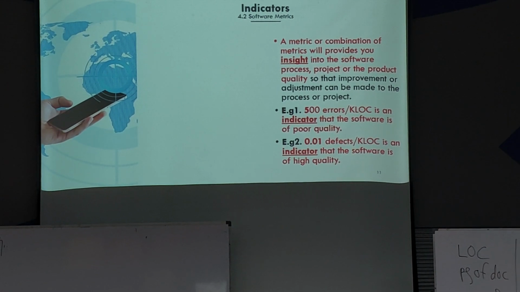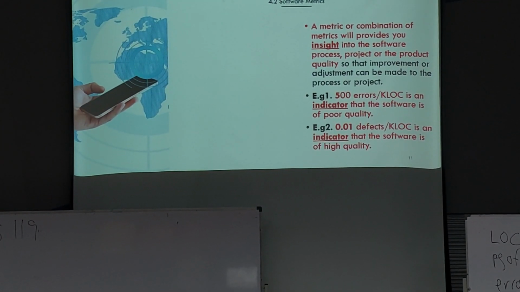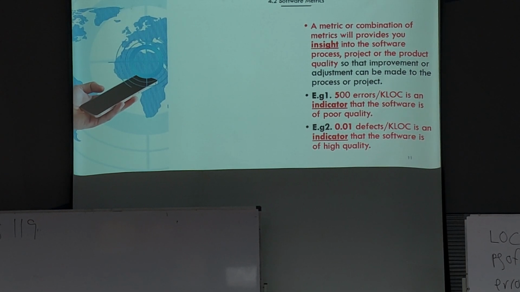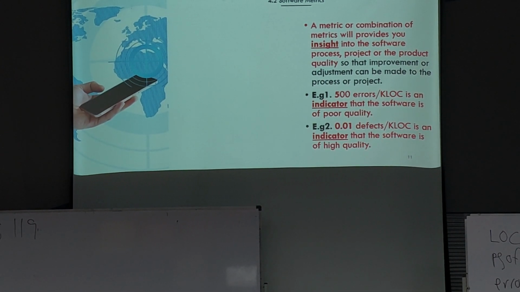Let's say Toyota: petrol consumption 6 liters per 100 km. Honda: 7 liters per 100 km. This gives you an indicator that Toyota is more fuel efficient than Honda, in terms of fuel efficiency.